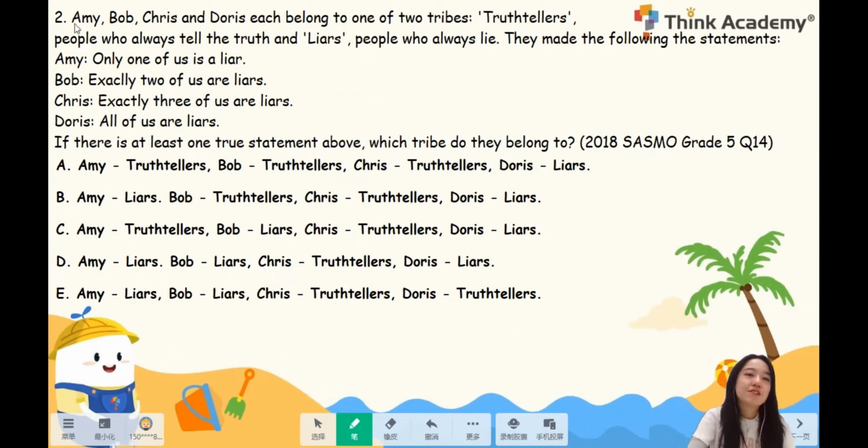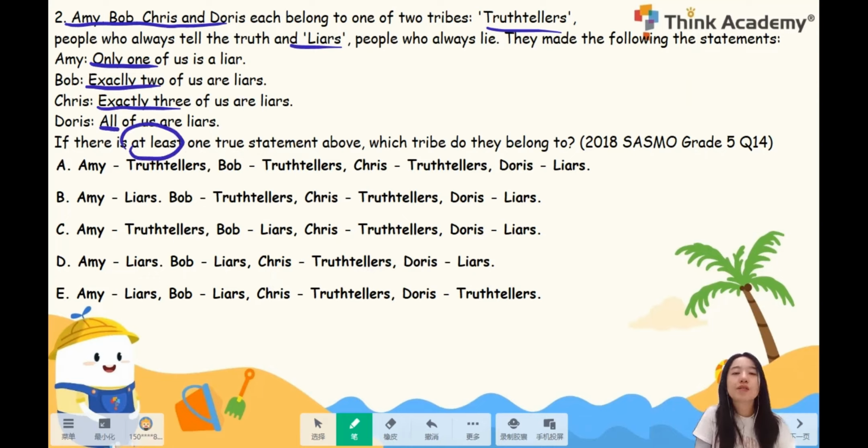Amy, Bob, Chris, and Doris each belong to one of 2 tribes: truth tellers, people who always tell the truth, and liars, people who always lie. They made the following statements. Amy said, only one of us is a liar. Bob said, exactly 2 of us are liars. Chris said, exactly 3 of us are liars. And Doris said, all of us are liars. If there is at least one true statement above, which tribe does Chris belong to?